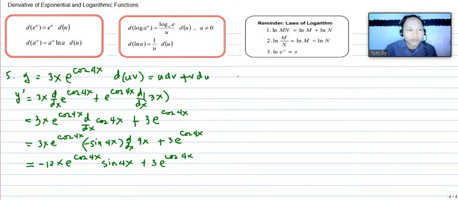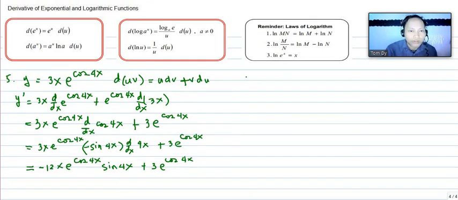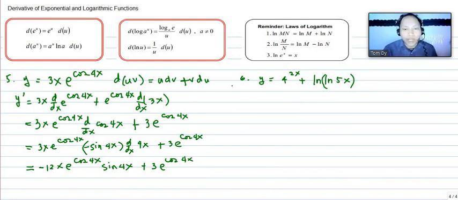Another example, we have number 6. Let's say y is equivalent to 4 raised to 2x plus ln of 5x. Here we have ln of 5x, so this will serve as our ln u. And then this one, 4 to the 2x, is a to the u.